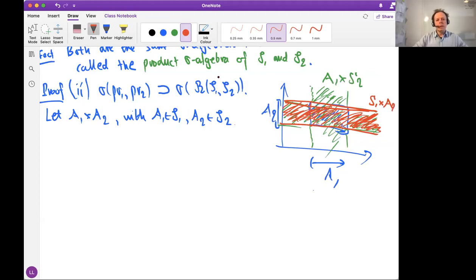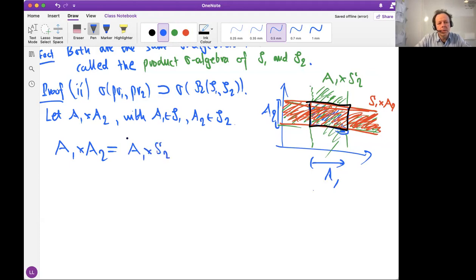And what is in the middle? In the middle is the intersection of these two strips. So with this picture, we know that A1 times A2 can be written as the intersection of the set A1 times S2, that's the first strip, and then we take the intersection with this other set S1 times A2. That's your black box.